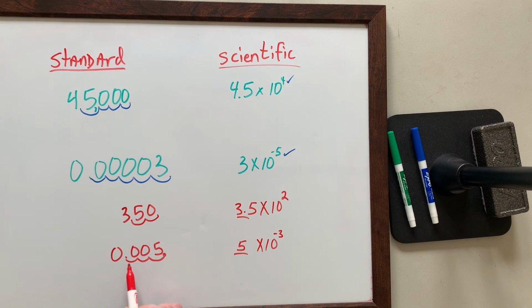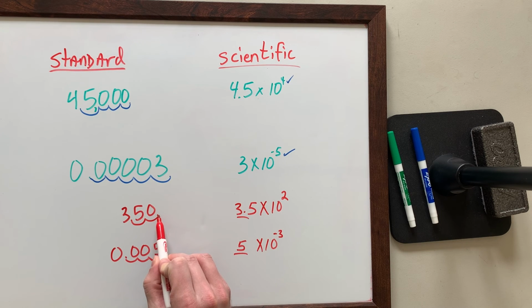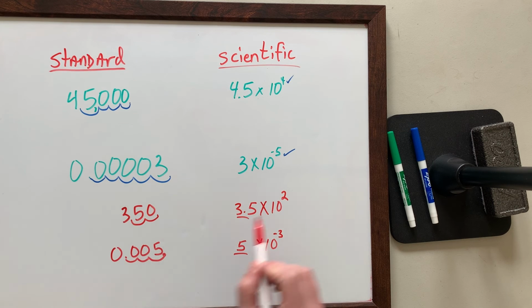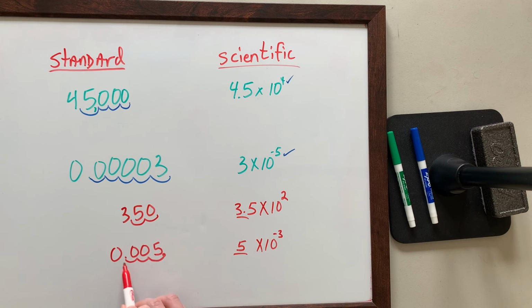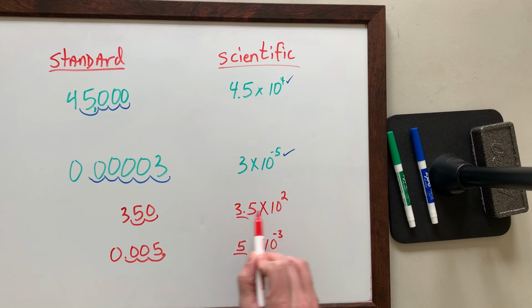So from standard, if you move the decimal to the right, you have a negative exponent. If you move the decimal to the left, you have a positive exponent, and the actual number is the number of places that you had to move the decimal to go from your standard form to your scientific form with your coefficient.